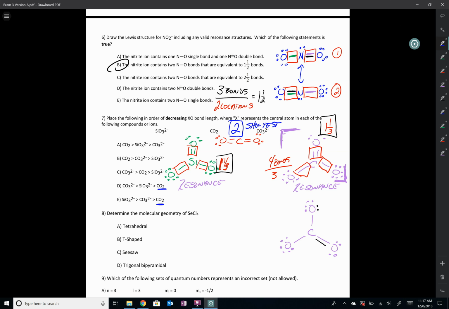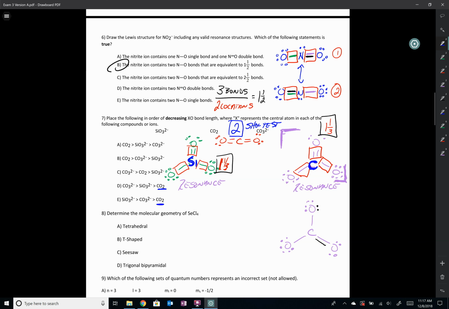Now we've got to compare our CO3 to our SiO3. They both have a bond order of 1 1/3. So what is different here? The difference is what's in the middle. Here we've got a carbon, and here we've got a silicon. So not only does bond order affect distance, it's also the size of the atoms. Carbon has a smaller radius than silicon, so carbon will make a shorter bond than silicon will.